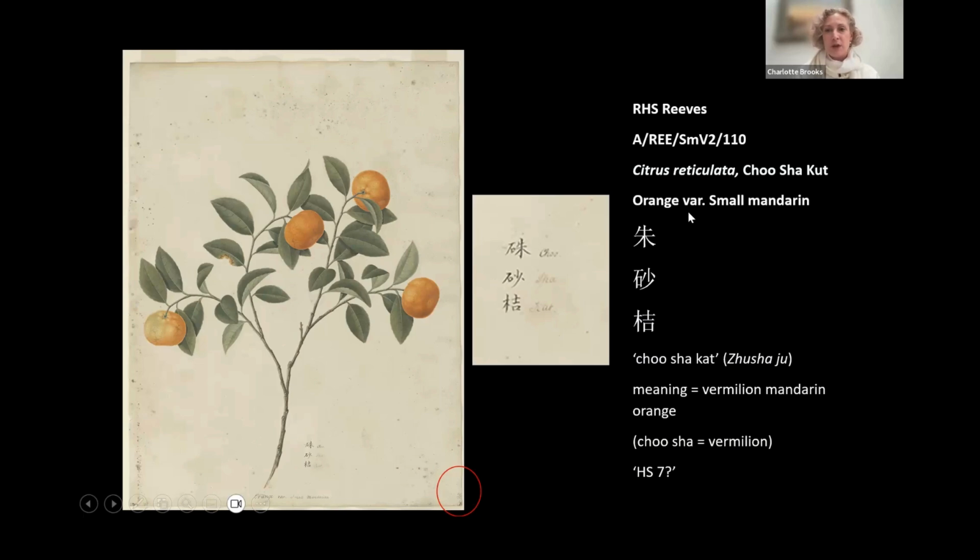So here this is known as the orange small variety mandarin, and the transliteration is Chu Sha Cat. Down at the bottom, it's very, very difficult to read, but there is an inscription number, and that is cut off down at the bottom. There's an HS to designate that it's part of the Horticultural Society collection, and a number, but the number, unfortunately, was trimmed, so I could only read that it had a 7 at the beginning.